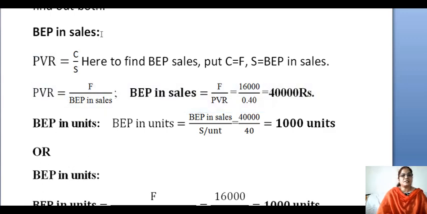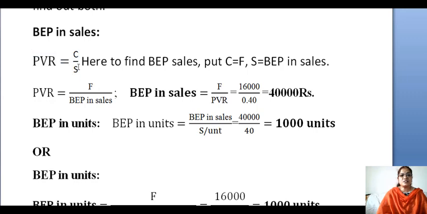BEP in sales. In the first method, we need to calculate BEP in sales. PVR is equal to C by S. Once again, the mantra I am using. To find out BEP sales, one thing we have to be very cautious about. Whenever we use here in this place BEP sales, then C is not equal to F plus P, it is only equal to F. Even if it is equal to F plus P, P should be put 0. So C is equal to F if this is BEP sales.